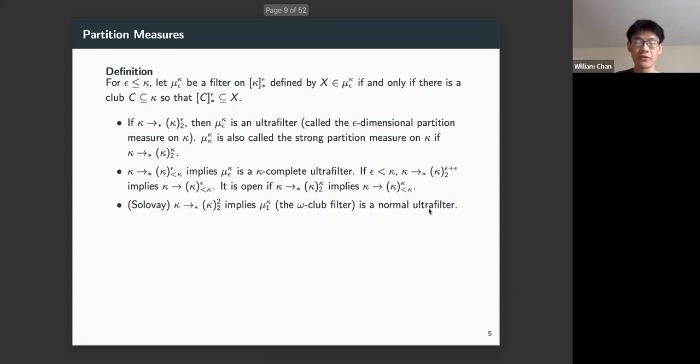Also, Solovay showed that if the exponent 2 partition relation holds on kappa, then mu kappa 1, which is just the omega club filter on kappa, is a normal ultrafilter. So, assuming sufficient partition properties, these partition measures have a nice property with respect to being an ultrafilter.